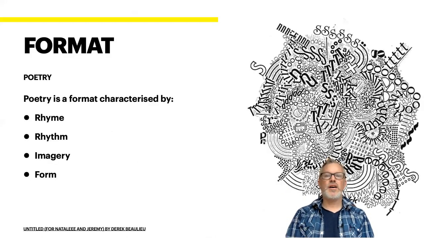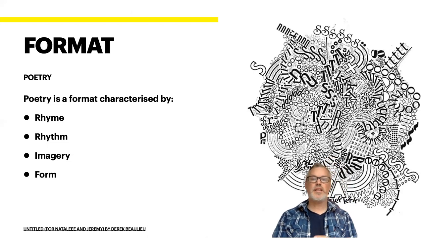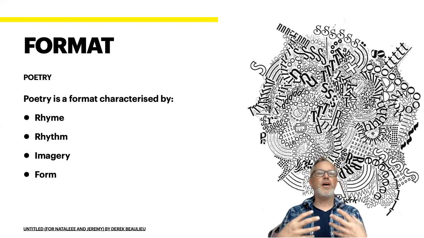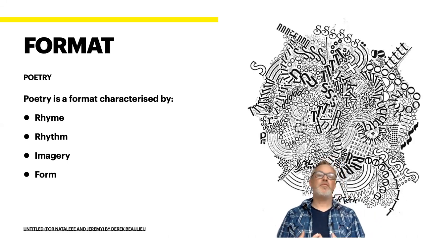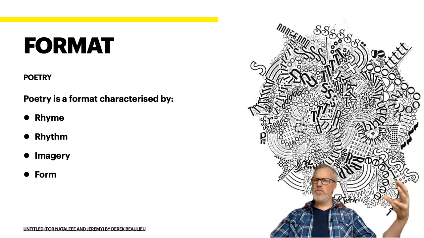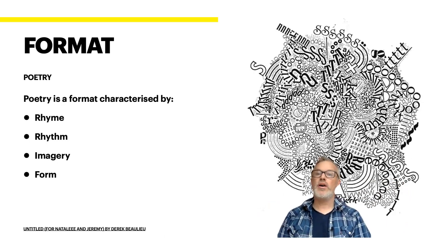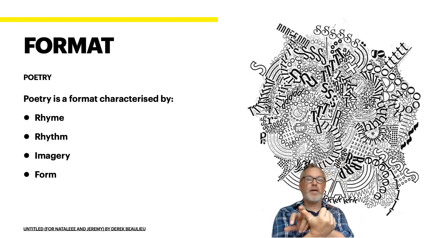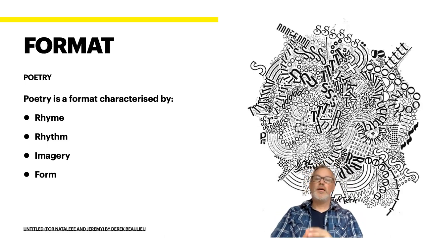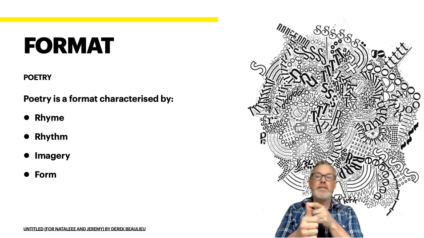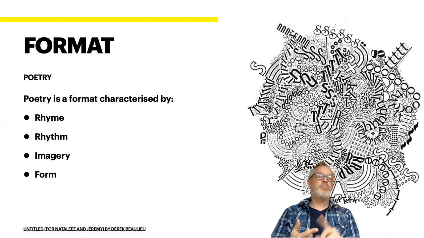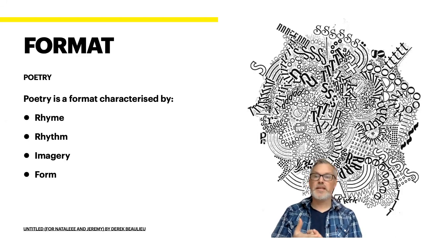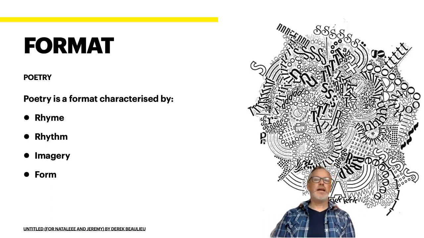This is section three of this little series. In this, we are exploring the format of poetry, or its form in general, in order to apply it to our reading list. We've said that poetry is characterized as a format by rhyme: lemon and lime in time, sublime. By rhythm it is characterized. Well, let me take a look in those blue eyes. Imagery and form.